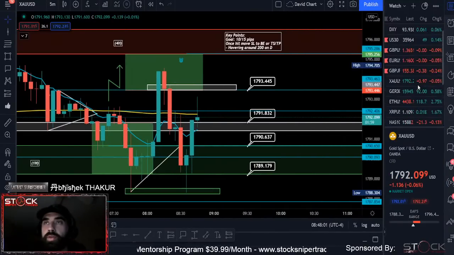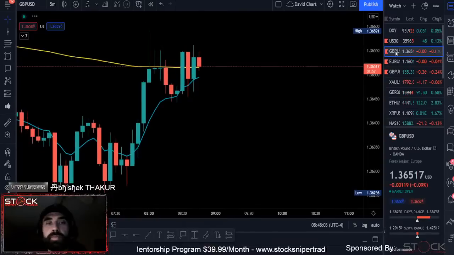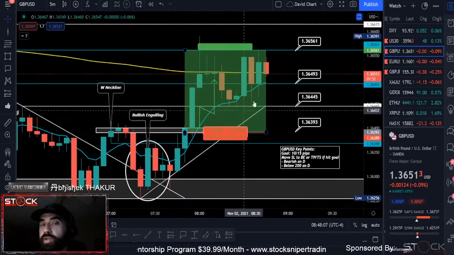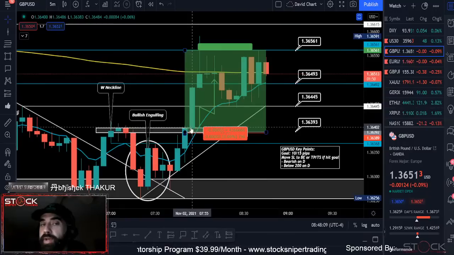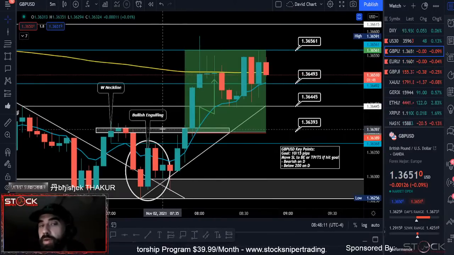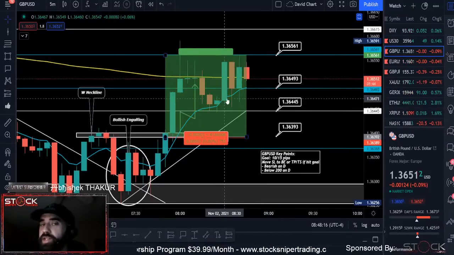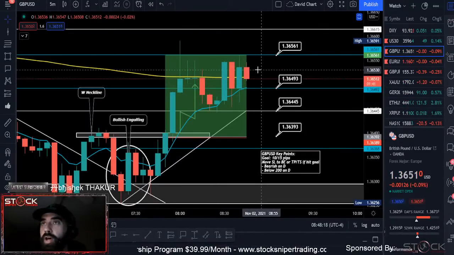Okay, let's check out GBP USD. Still starting to rise, guys. If you were holding GBP USD from this area right here, overall neckline, it's still rising up to the upside. It's having a little bit of indecision, head fake movement here, but it's still in an overall uptrend.